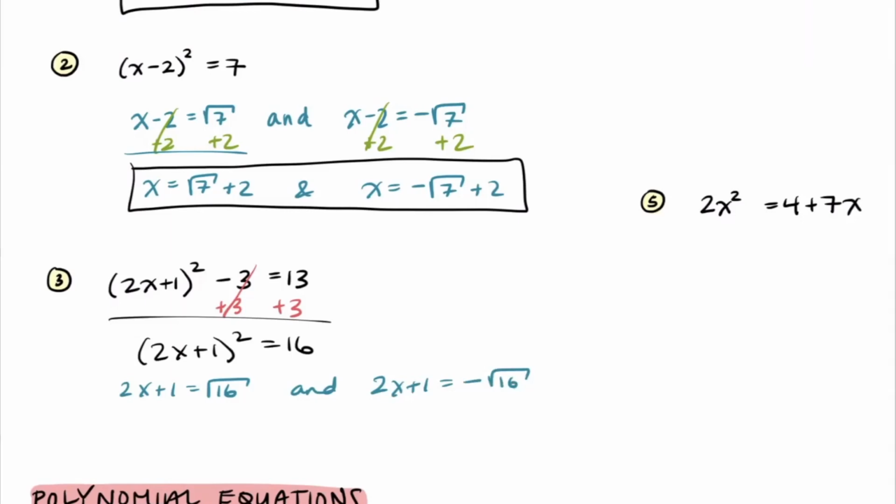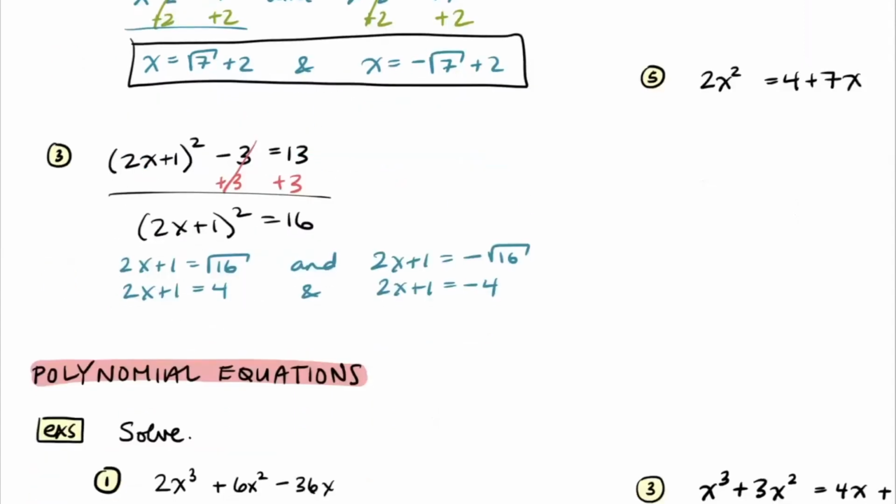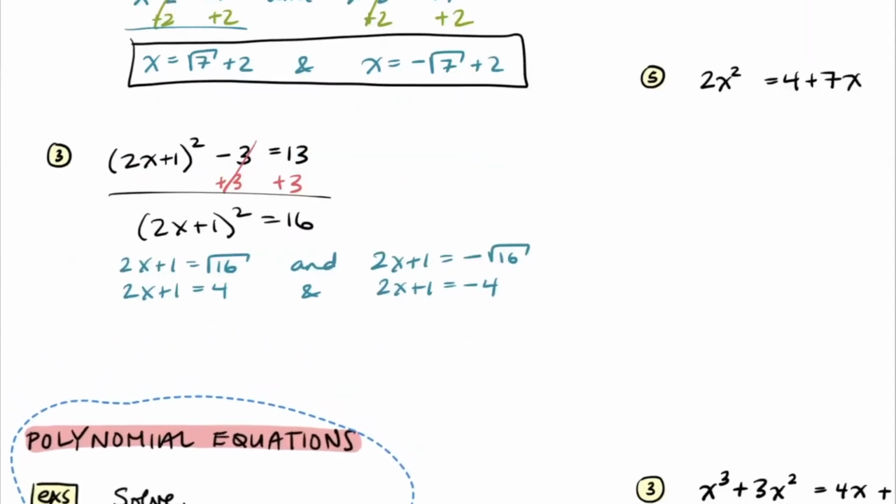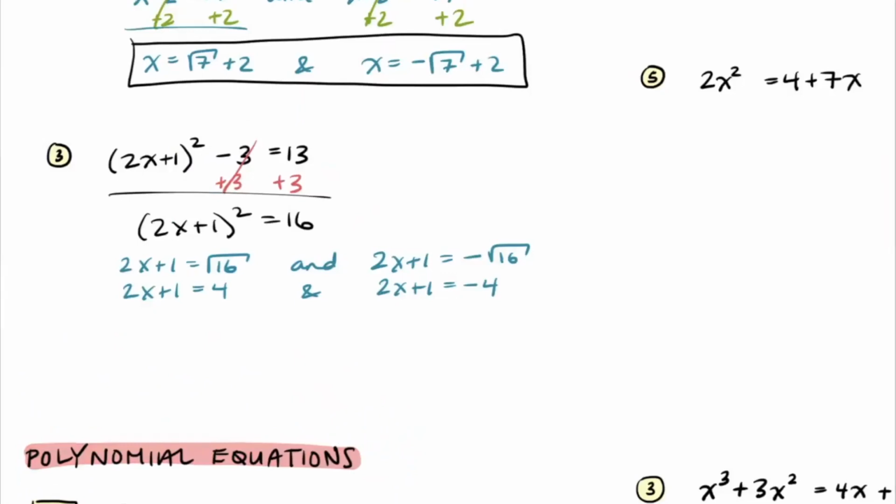Square root of 16 is 4, so I have 2x plus 1 equals 4, and 2x plus 1 equals negative 4. Now I just solve each of these for x, right? So we'll do minus 1, that gives us 2x equals 3. Divide by 2, that gives us x equals 3 over 2.